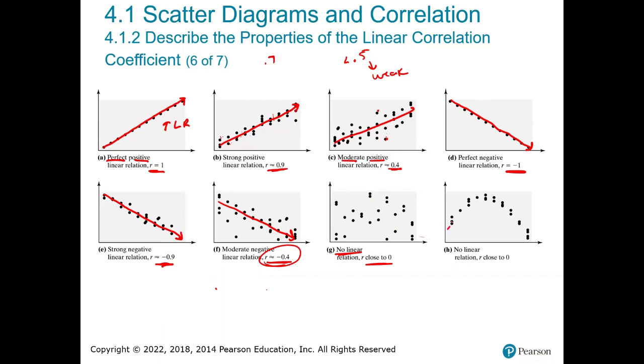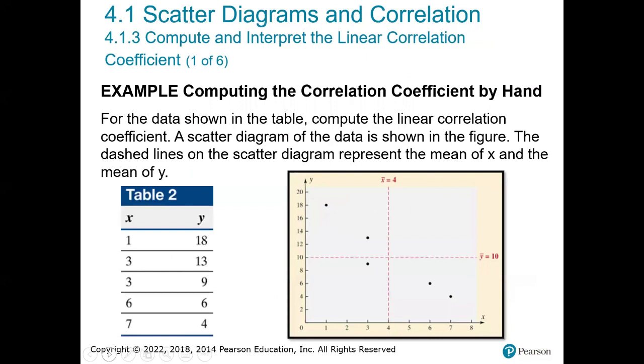The same thing can happen here. This is not a line, it is a curve relationship. So again, the R, or the linear correlation coefficient, is going to be close to 0. There's no way to draw a line through that data. Let me show you how we would do this by hand.